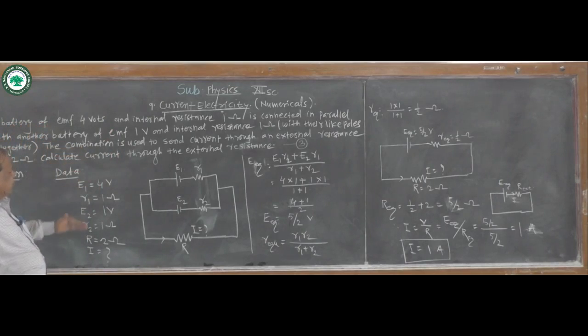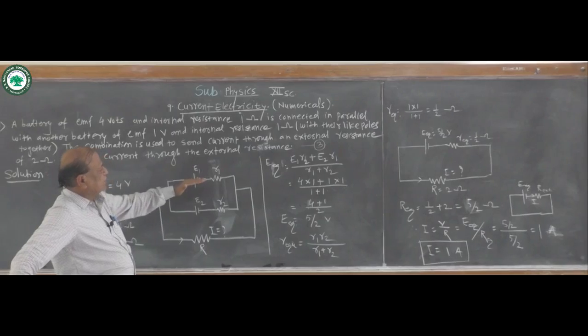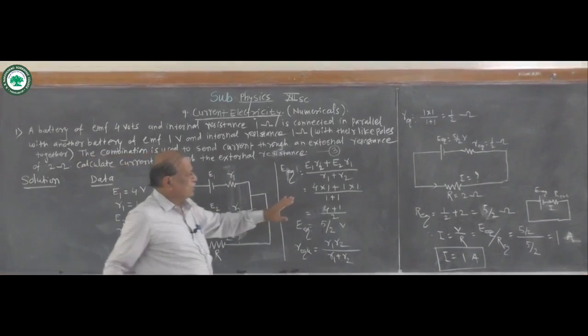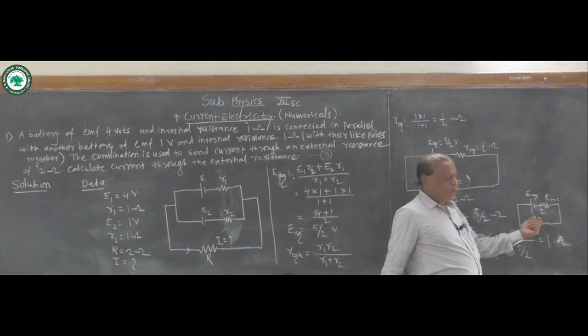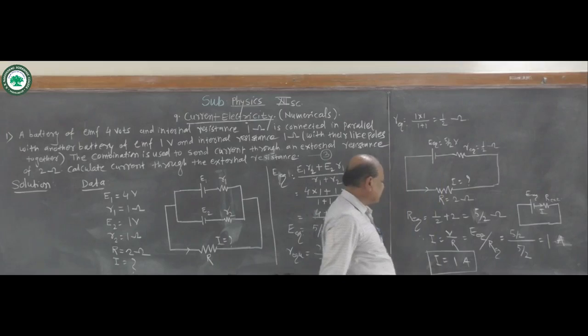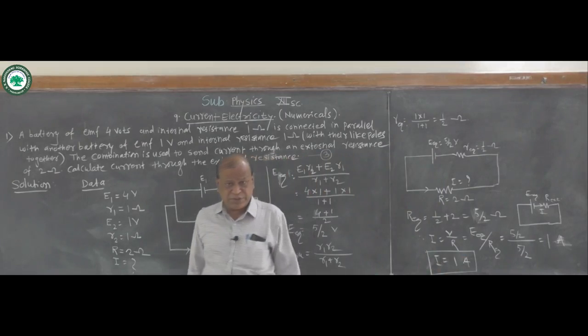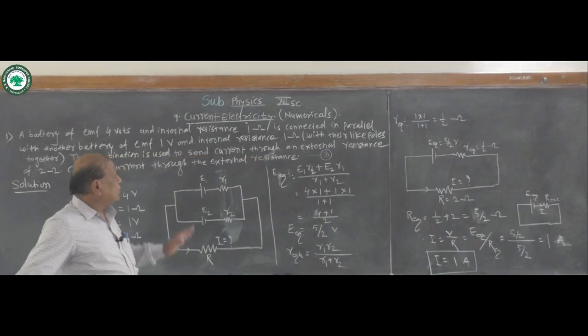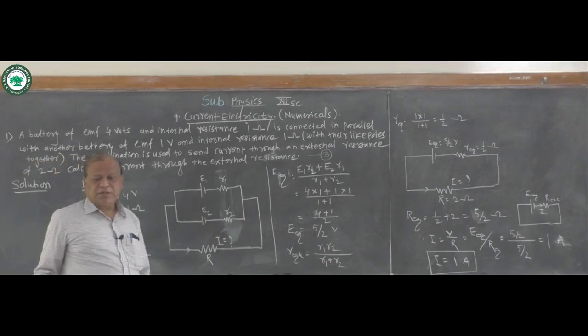Here the given data is this one. From this numerical, we obtain this electrical circuit, then simplify it, and lastly find the current flowing through that external resistance R, which comes to be I equal to 1 ohm. It is very simple to calculate the current through this external resistance.